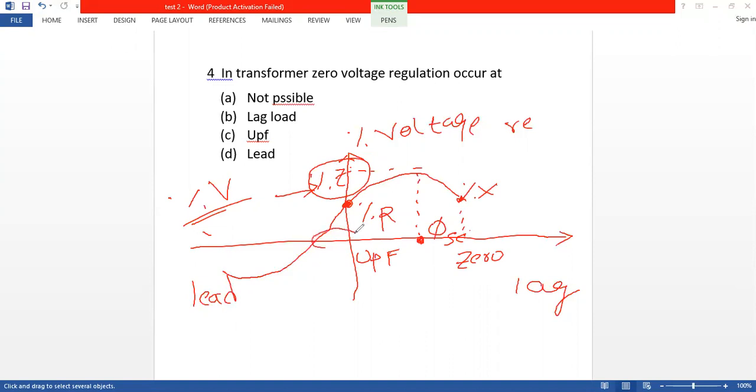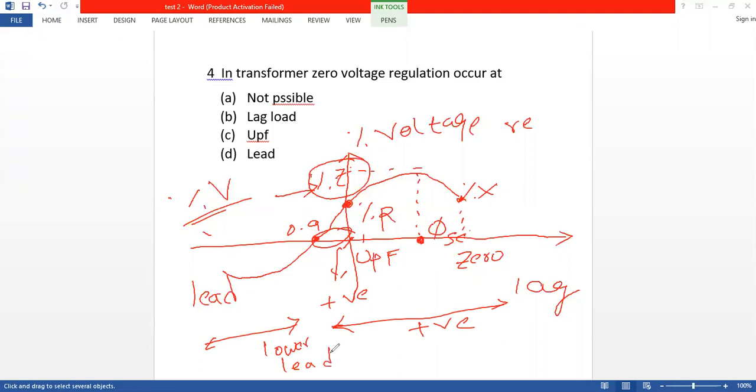At a higher leading load, voltage regulation is still positive. In this case, up to here, voltage regulation is positive, and from here it is negative. This is typically around 0.9 to 1. So at a lower leading load, voltage regulation is negative. This is lead, meaning capacitive type of load, so voltage regulation is negative.